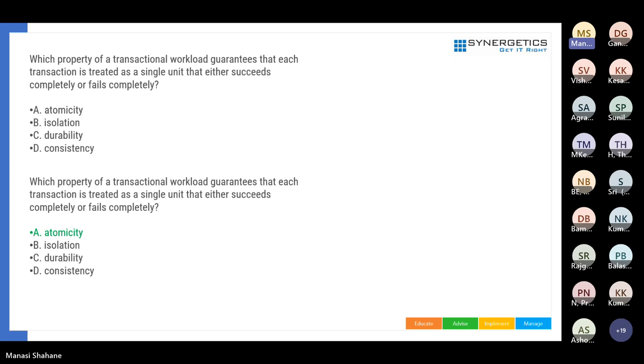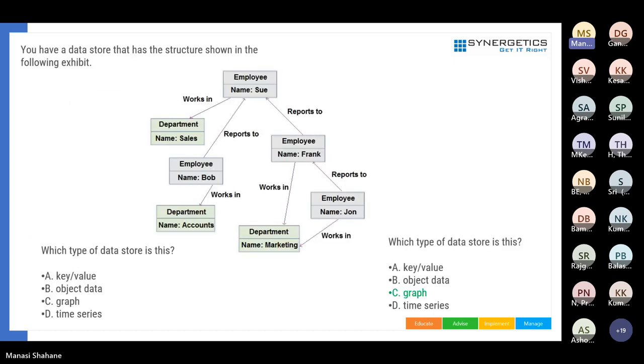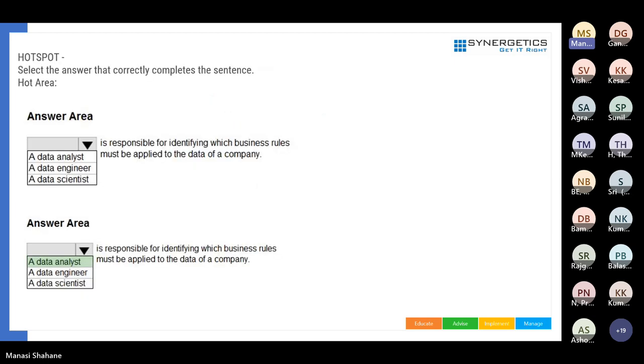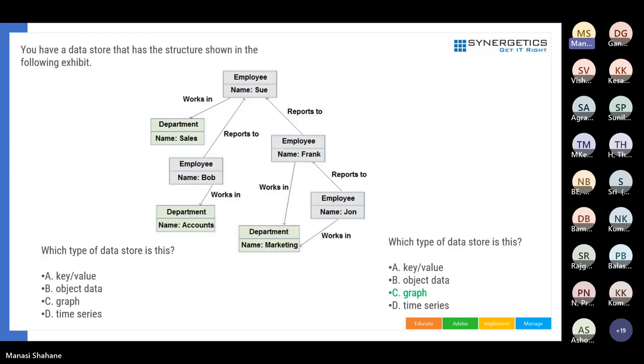So the answer is atomicity. Atomicity, like I said, is either a success or a failure. Your transaction either succeeds or fails. Then there is another one. You can see the answer is graph, because there are nodes, and there is a relationship being established between the nodes. So it's a graph data store.